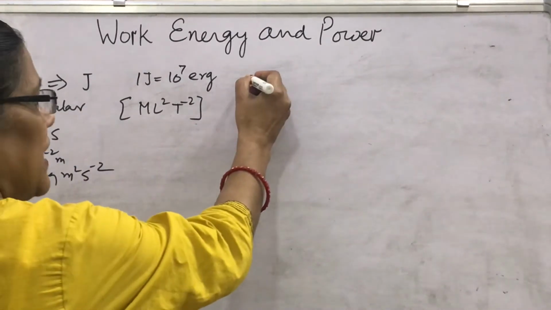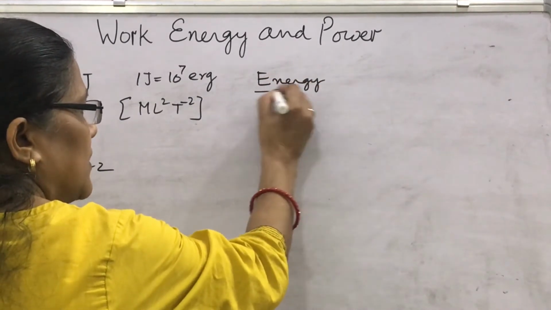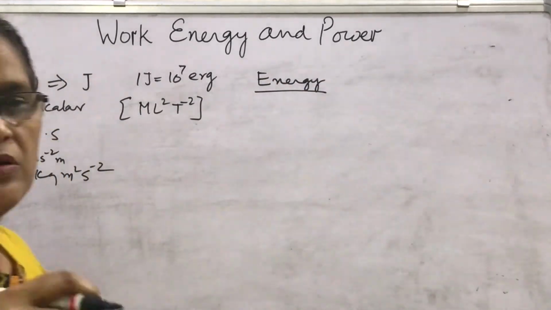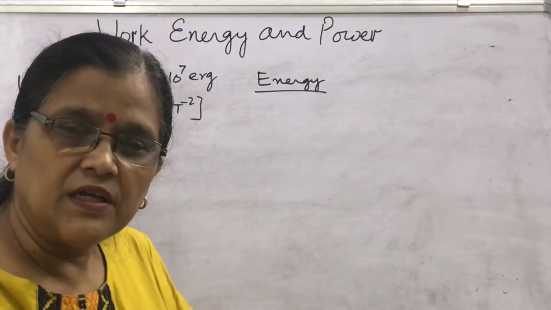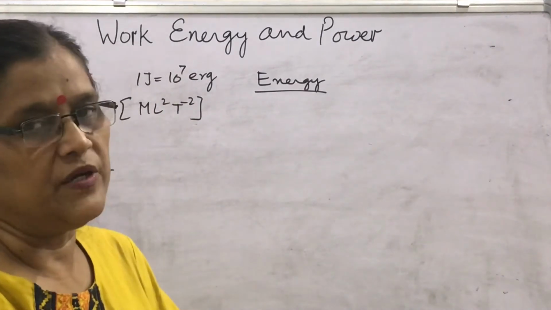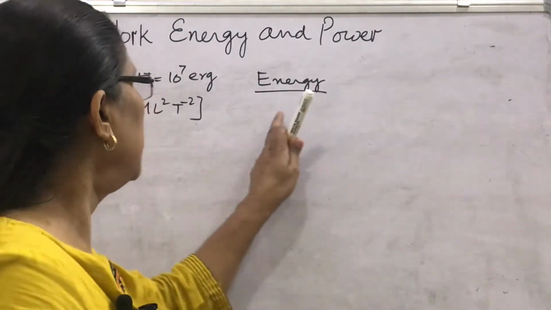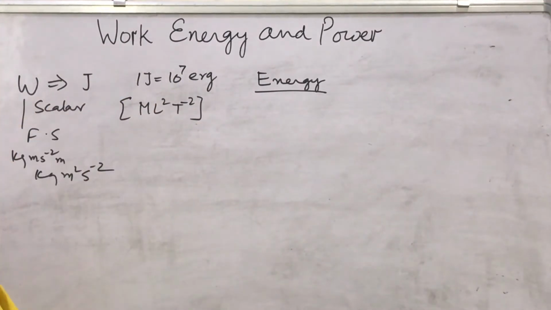Now what is energy? Any object or person which is capable of doing work is said to be energetic. Then what is energy? Capability of doing work, the ability to do work. So its unit and dimensional formula are the same as that of work.